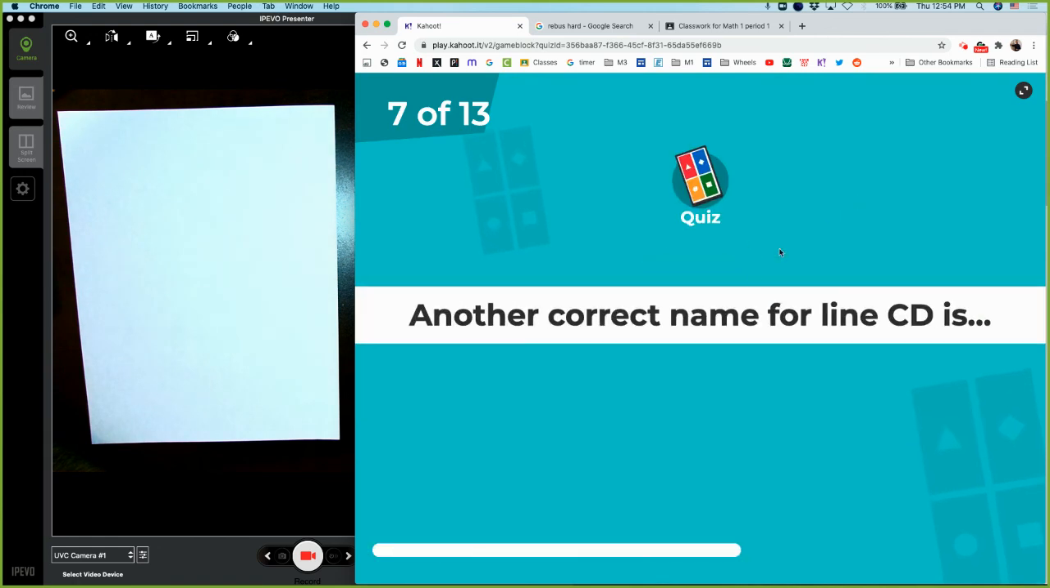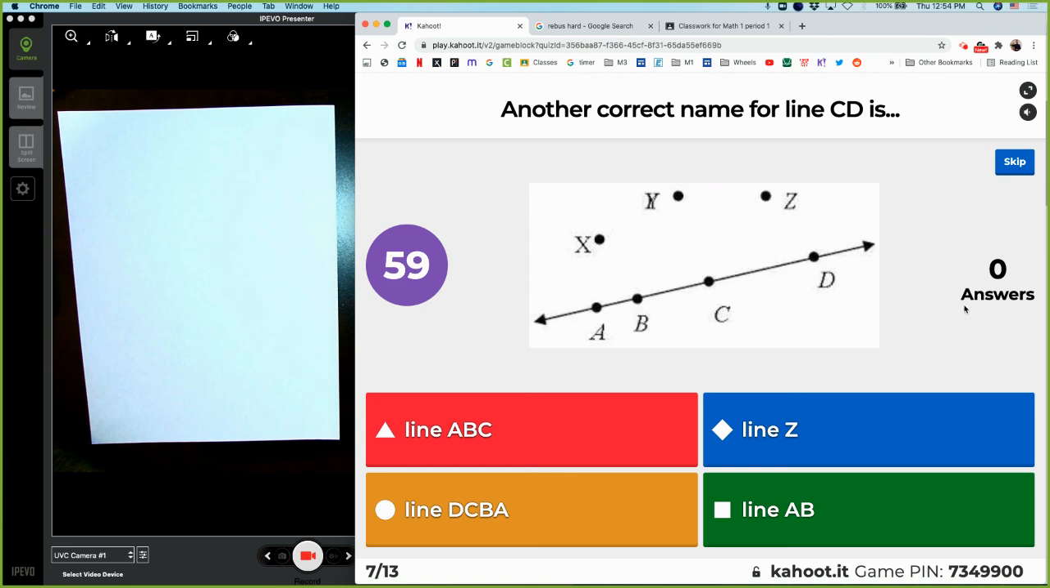All right. Another correct name for line CD. What else could you call line CD? Don't just add letters. We don't need more than 2 letters.